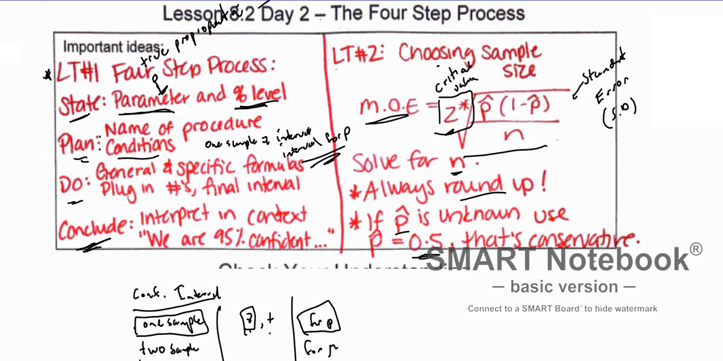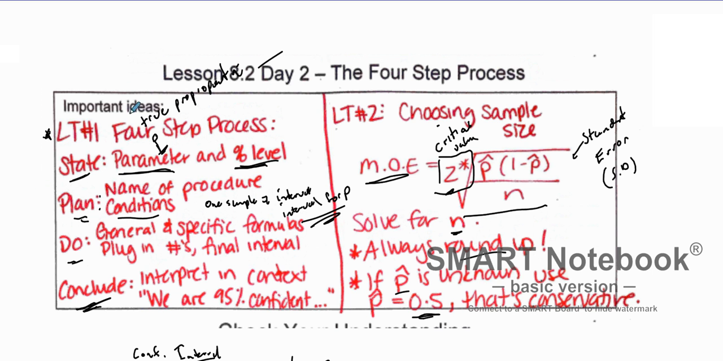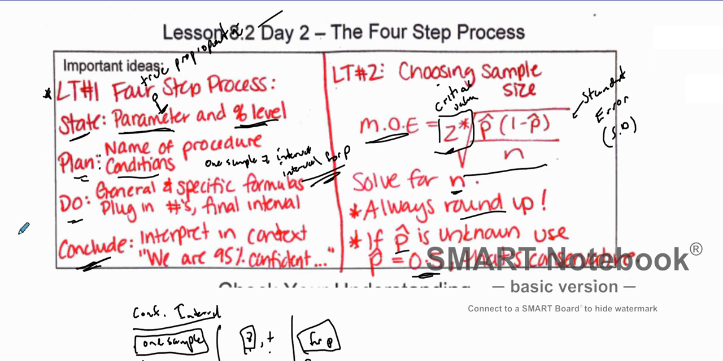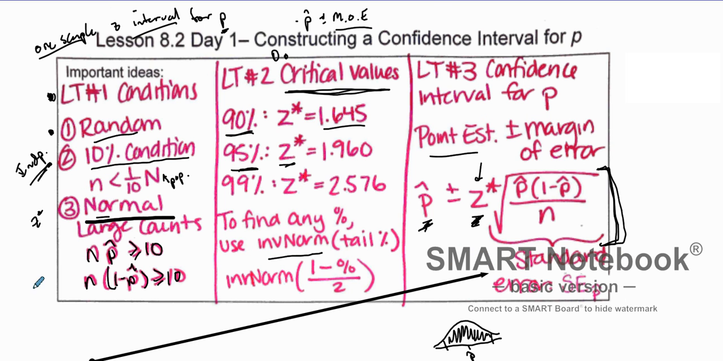Well, that is how we can go through the four-step process, specifically for confidence intervals of one sample z for p: how you find the confidence interval, how you check your conditions, and so on and so forth. We're going to go through some examples in just a little bit on applying this.